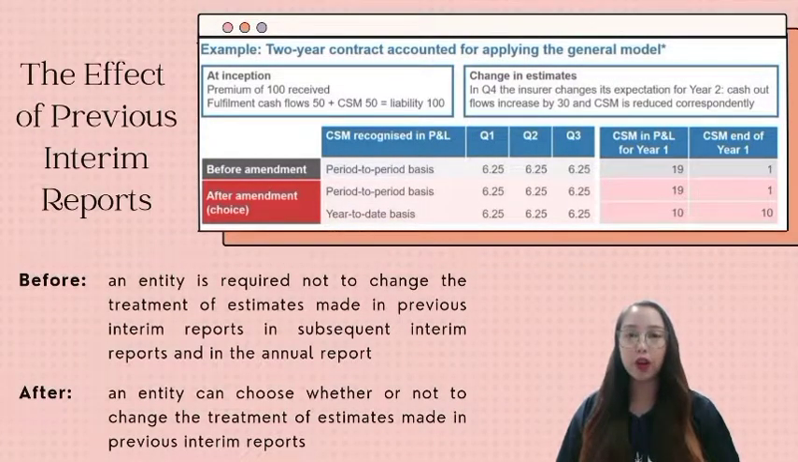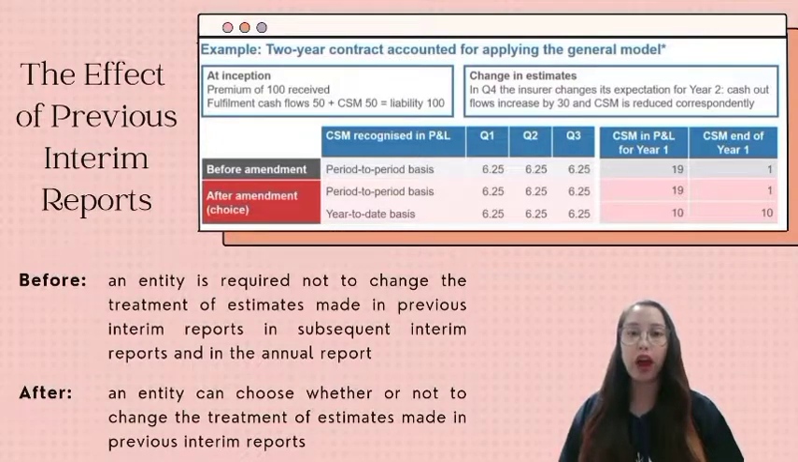Next naman po is about the effect of previous interim reports. Before, an entity is required not to change the treatment of estimates made in previous interim reports, in subsequent interim reports, and in the annual report. And after, an entity can choose whether or not to change the treatment of the estimates made in the previous interim reports. Yung next na amendment naman po is about sa mga entity na nagpre-prepare po ng interim reports na ang ina-apply po na standard is IAS 34 Interim Financial Reporting.